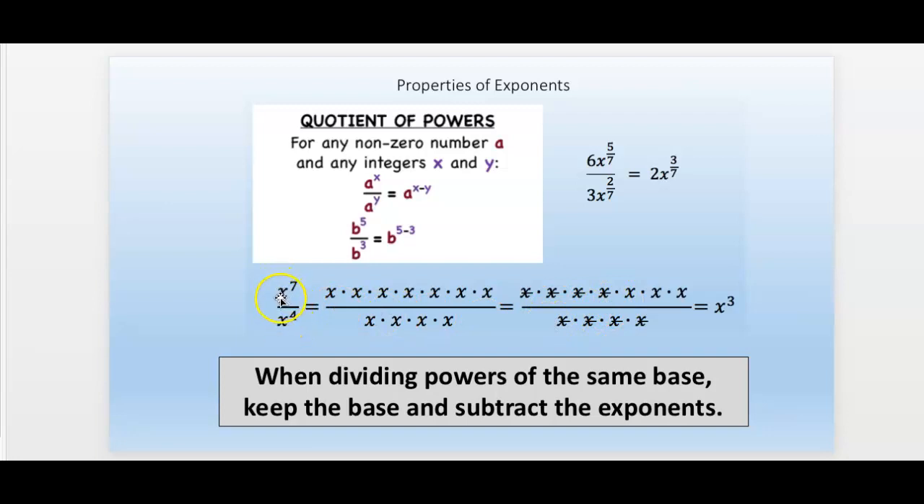In this case, there's 7 x's on top and 4 x's on the bottom. Well, 4 of them cancel out, so that just leaves 3 on top, okay? Then the rule is, when dividing powers of the same base, keep the base and subtract the exponents. Take the exponent of the numerator and subtract the exponent of the denominator.